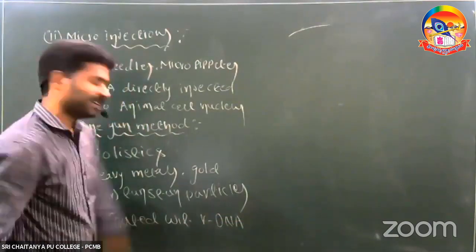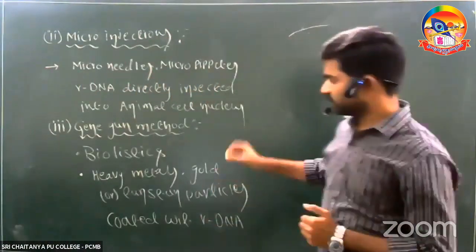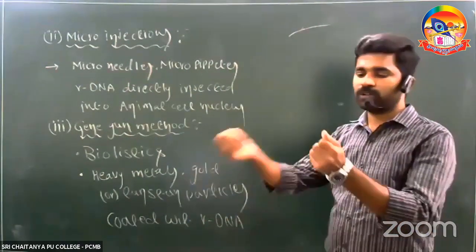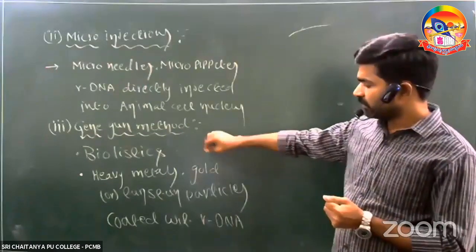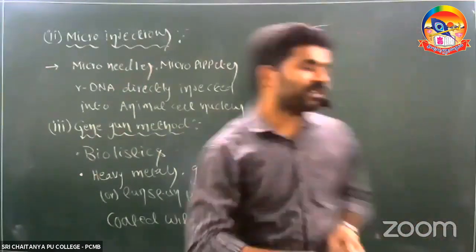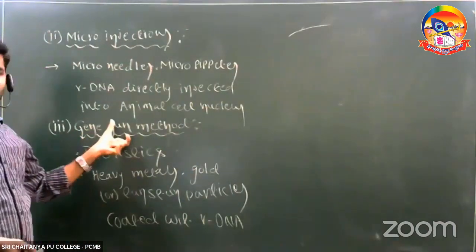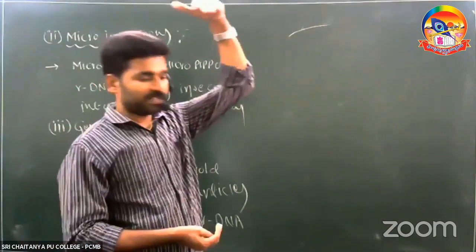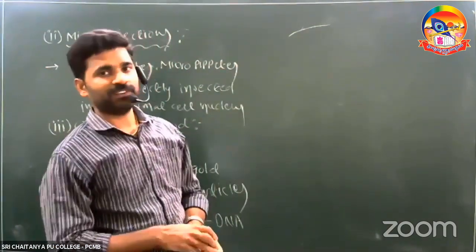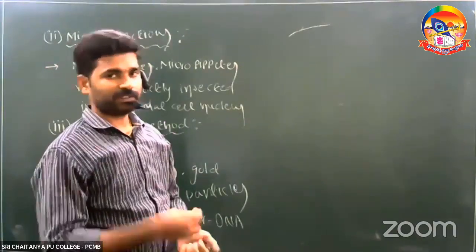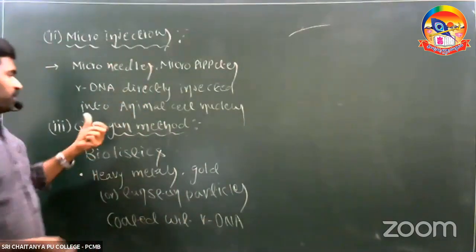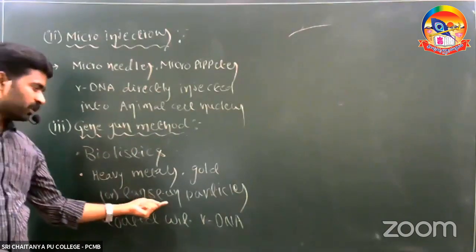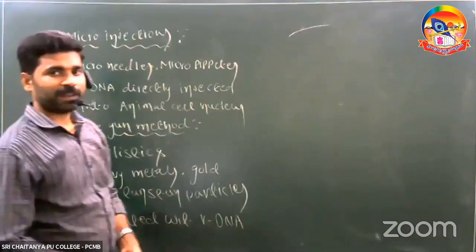So these high velocity particles, gold and tungsten, are coated with rDNA molecule. Simply, the rDNA molecule is tagged to the gold or tungsten particle. And by using this gene gun, one type of instrument actually, the gold or tungsten particles are directly inserted into the plant cell cytoplasm, right? When we press the trigger of the gene gun, the high velocity particles enter the plant cell cytoplasm.